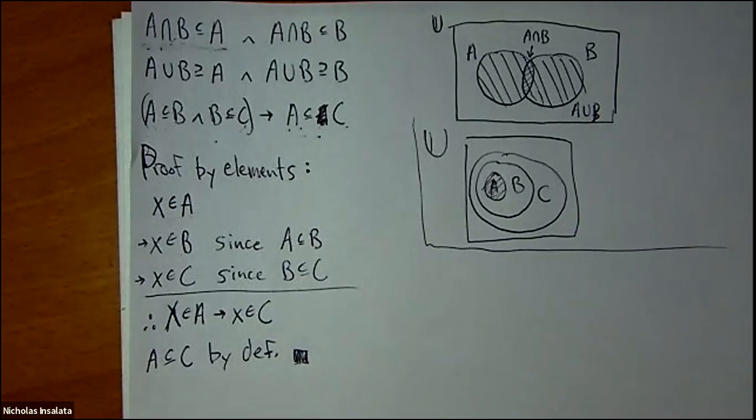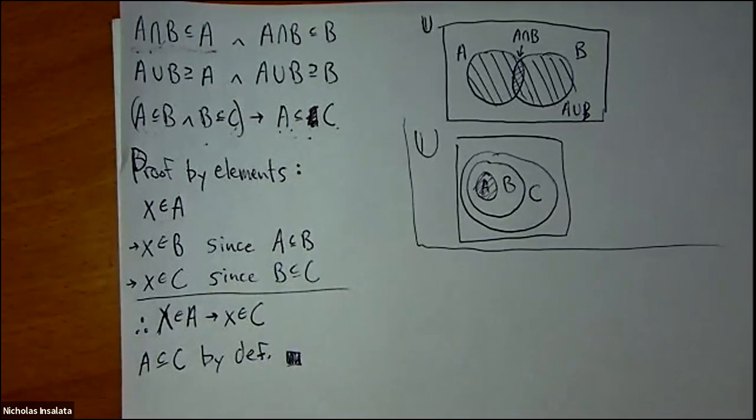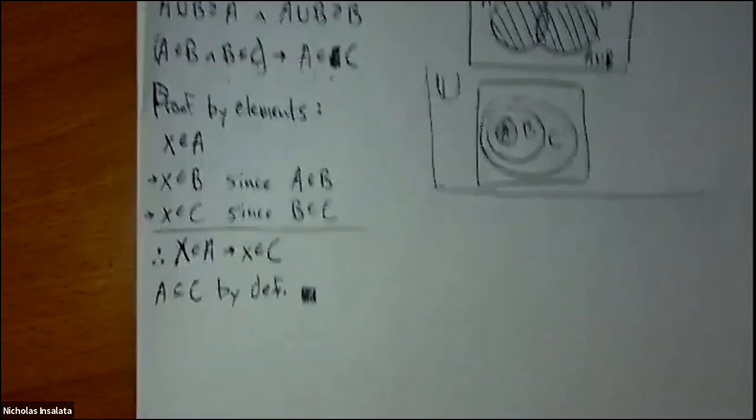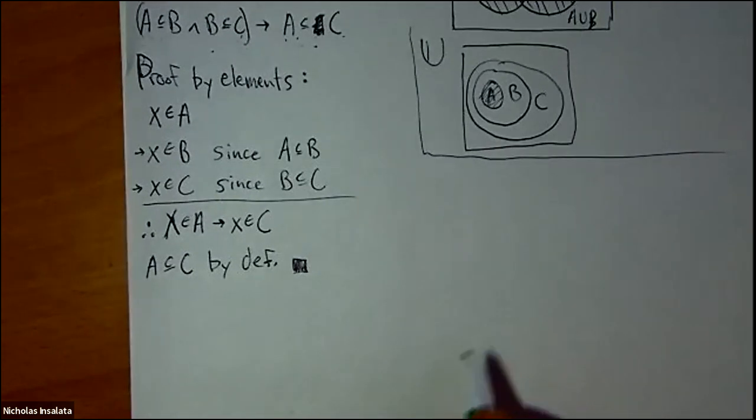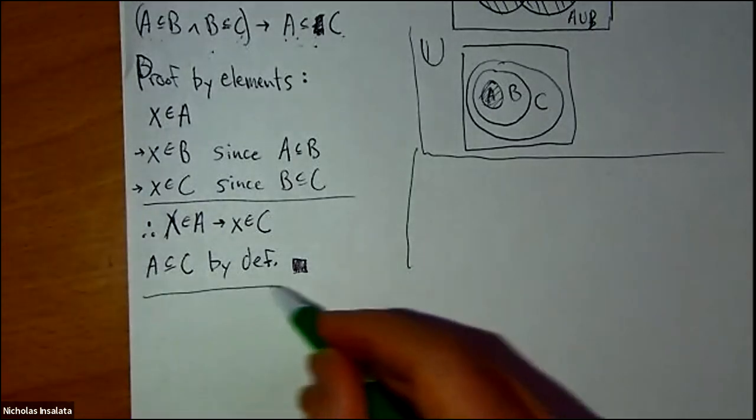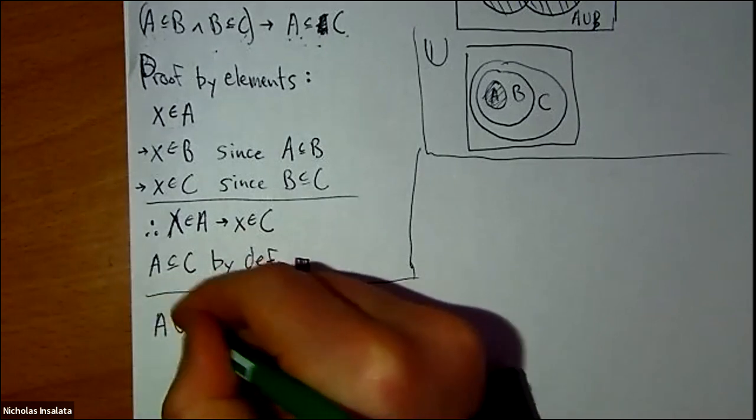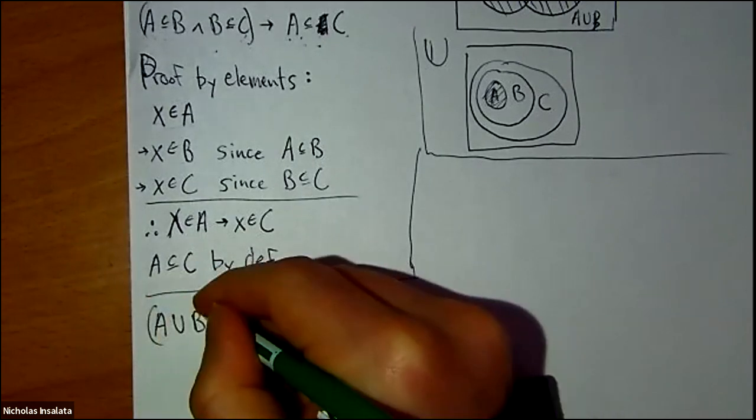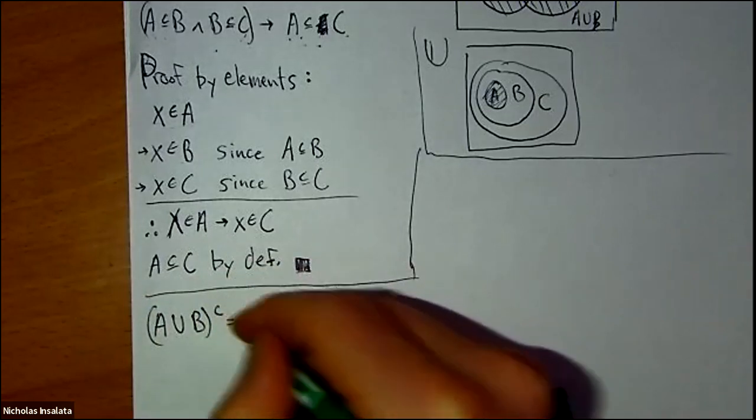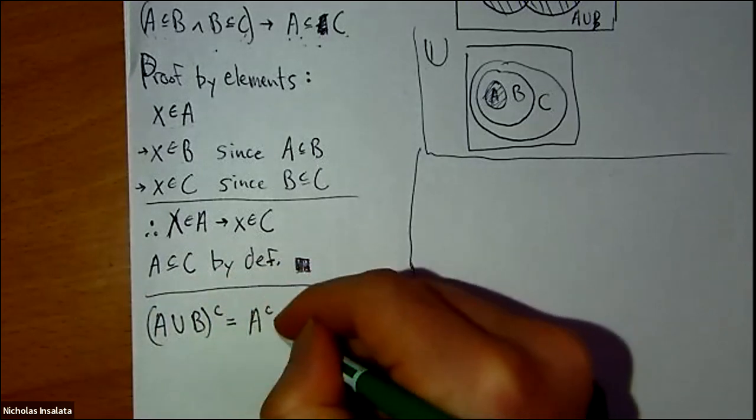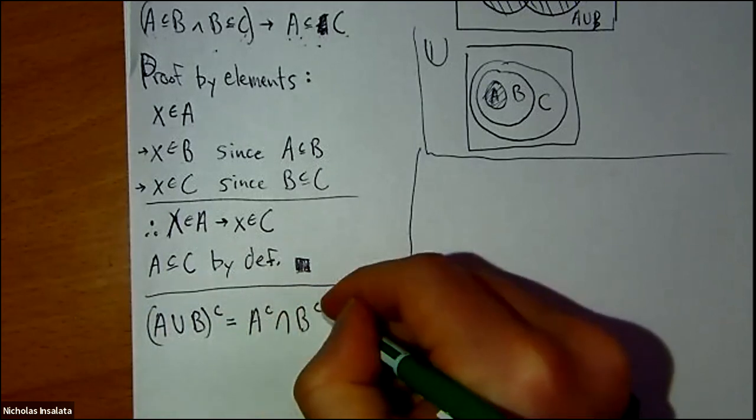So let's try one more. Oh yeah, let's do this one. Okay, this will be great. So let's do it both ways. We'll do a proof by elements and a proof by Venn diagram. And this one should make you happy. Okay, so what I want to show is that the complement of A union B equals A complement intersect B complement.